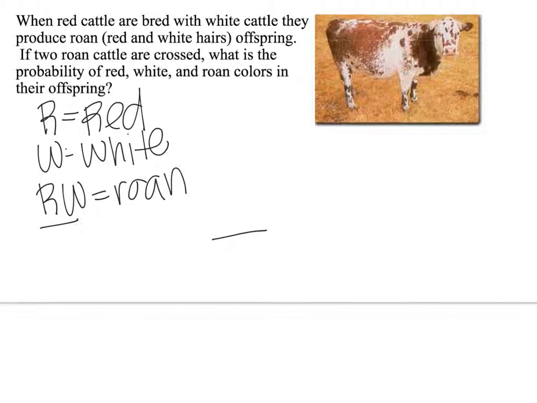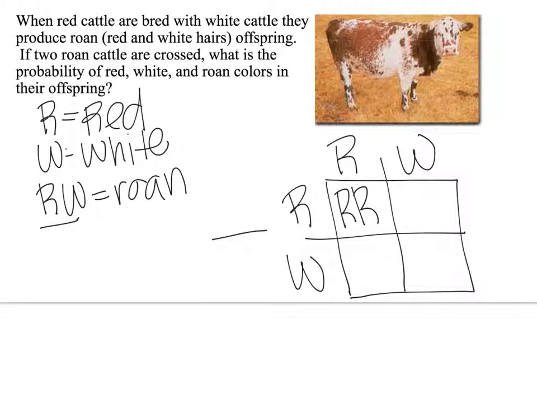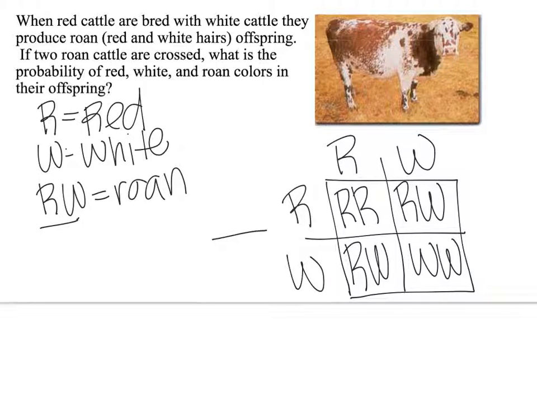So if we cross two roan cattle, you have an RW and RW. So now RR, RW, RW, and WW.